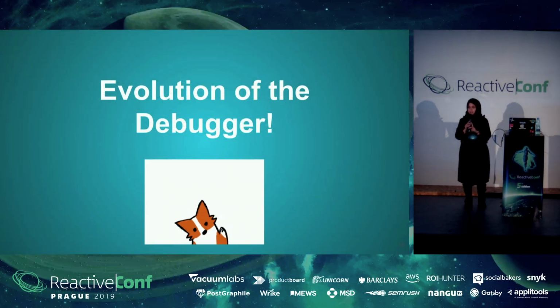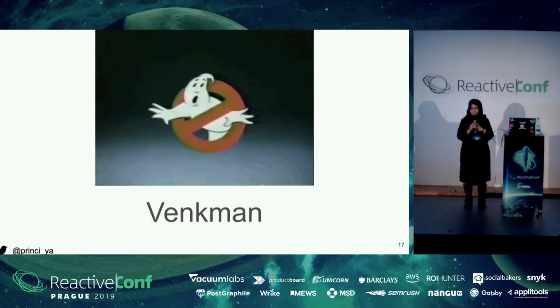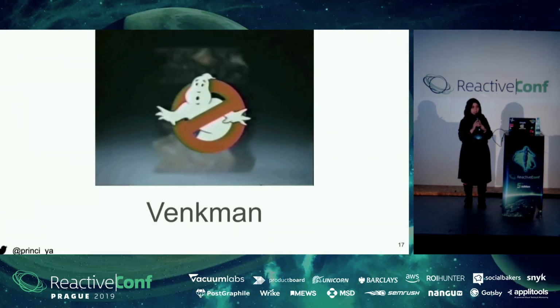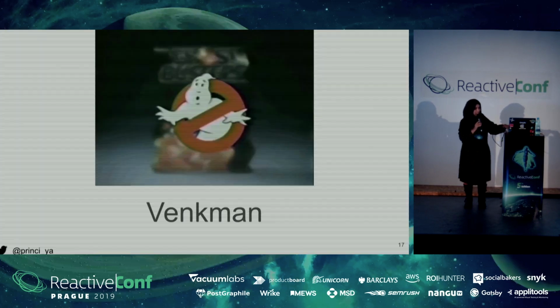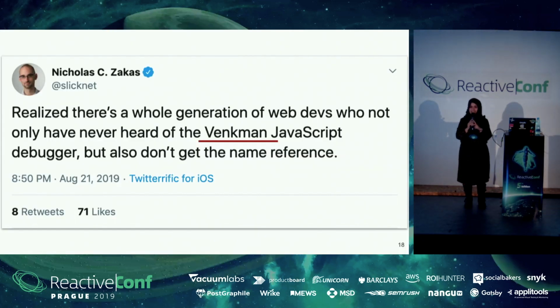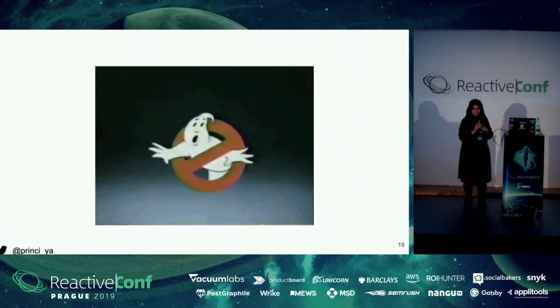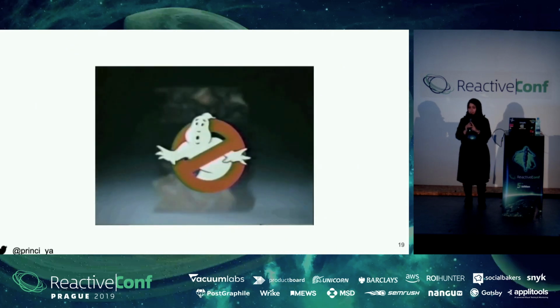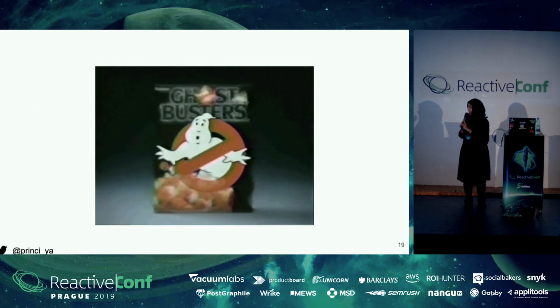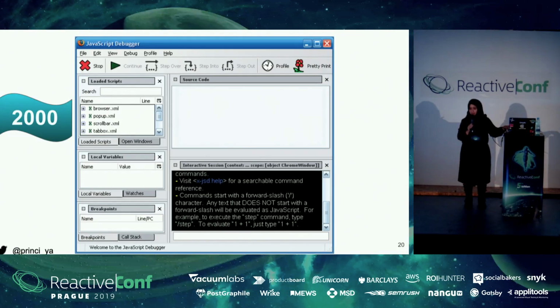Talking about the evolution of the debugger. Mozilla's first debugger was called Venkman. Is anyone here of the Venkman era or the Venkman generation? Or anyone knows of the reference to Venkman, to Mozilla's first debugger? The name dates to one of the characters played by Bill Murray in the movie Ghostbusters. And in the year 2000, this is how the debugger looked like.